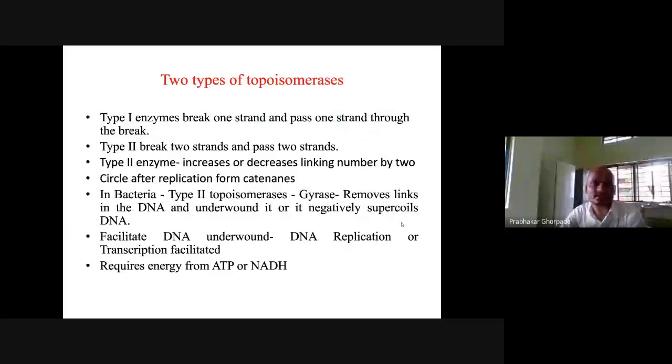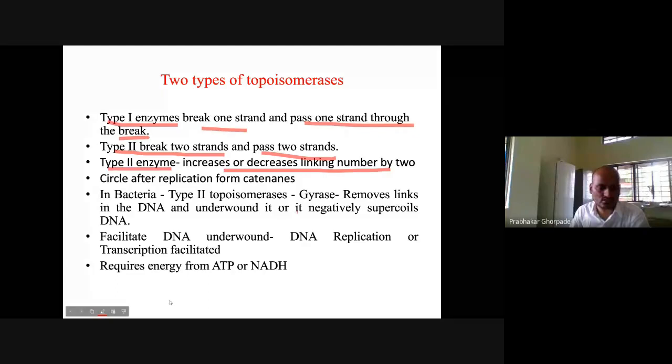There are two types of topoisomerase. A type 1 topoisomerase will break one strand and pass one strand through the break. If it is a type 2, it will break two strands and pass two strands. A type 2 enzyme increases or decreases the linking number by 2. So the linking number can increase or decrease by 2 if it is topoisomerase 2.